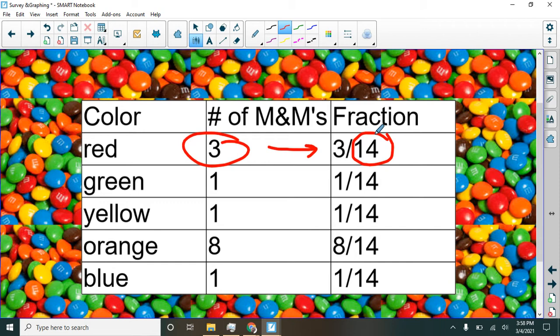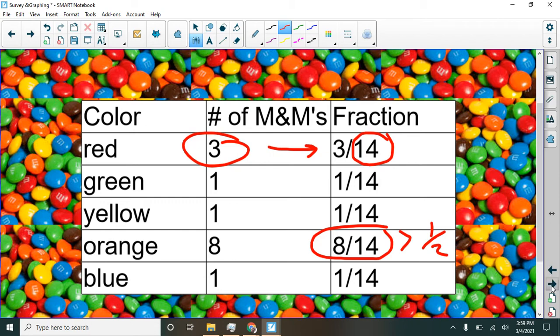Remember that a fraction we can describe as the part on the top and the whole on the bottom, right? The part over the whole. So there were 3 out of 14 that were red. And that's why all of these say 14, because there were 14 in the package. Okay. Now I notice 8/14, that is more than half. This is going to be important when I go to make my circle graph.